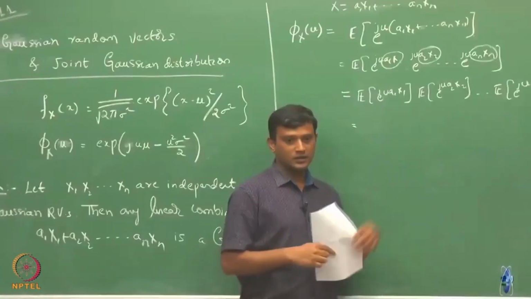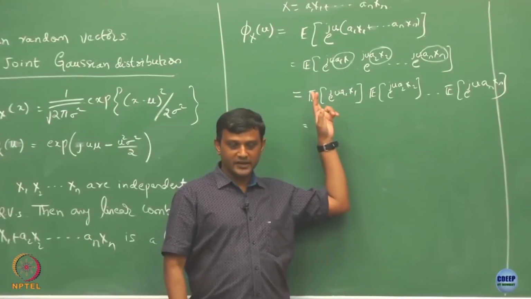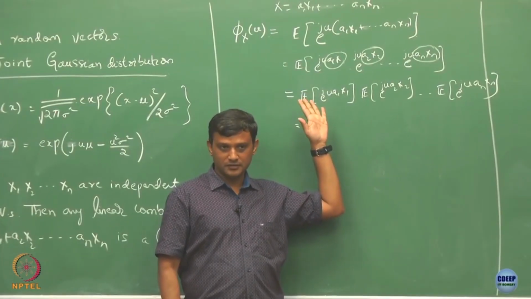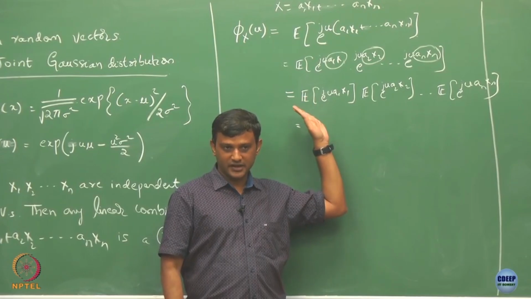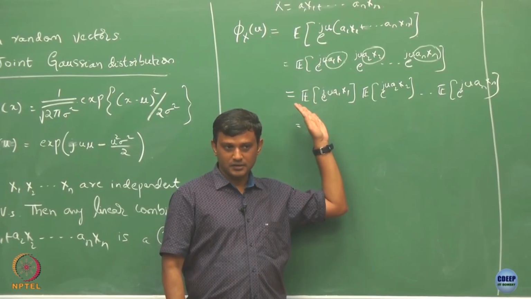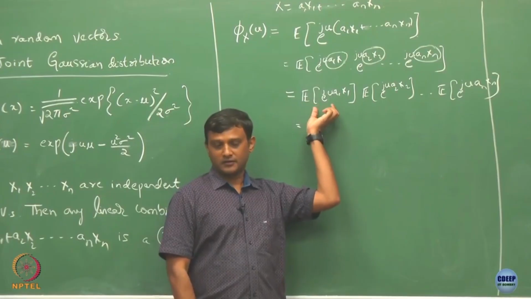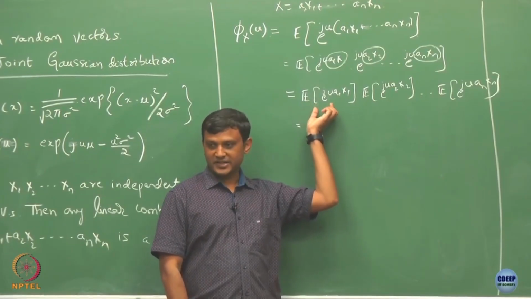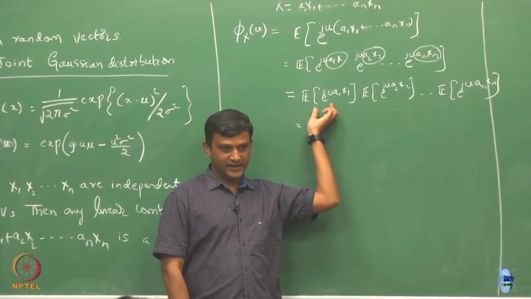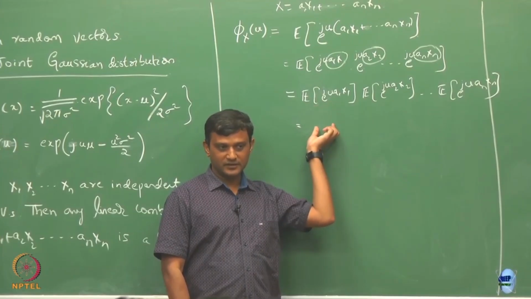Now x1 is Gaussian, I know. Is a1 x1 also Gaussian? a is a constant, right? So what is this quantity now? This is the characteristic function of what? a1 x1, and what will it be?